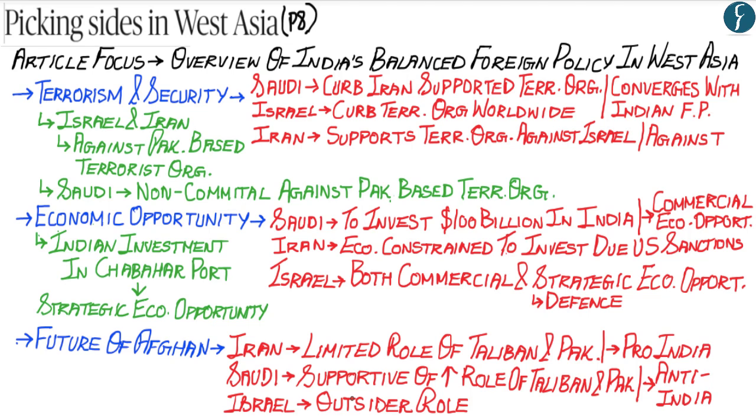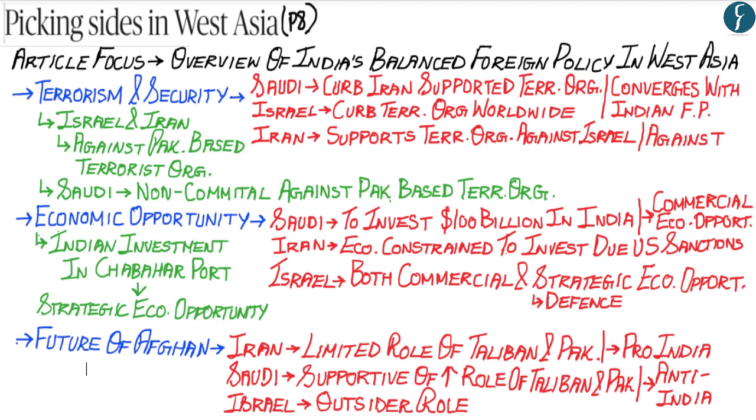Now, the last major national interest that the article talked about is with regards to the future of Afghanistan, whereby India and Iran have converged their foreign policy, whereby both want a limited role of the Taliban and of Pakistan within the future of Afghanistan. While India's foreign policy is different to the foreign policy being pursued by Saudi Arabia with regards to the future of Afghanistan, whereby Saudi Arabia has been supportive of the role of the Taliban and of Pakistan within the future of Afghanistan. And apart from this, Israel has maintained an outsider role with regards to the future of Afghanistan.